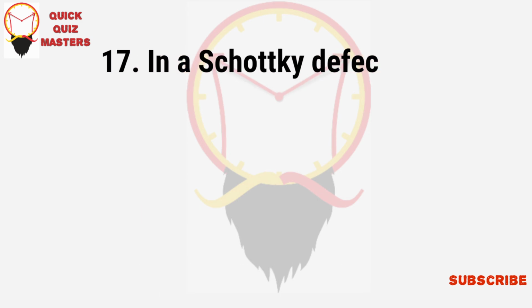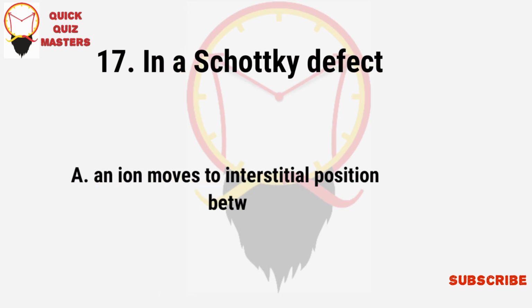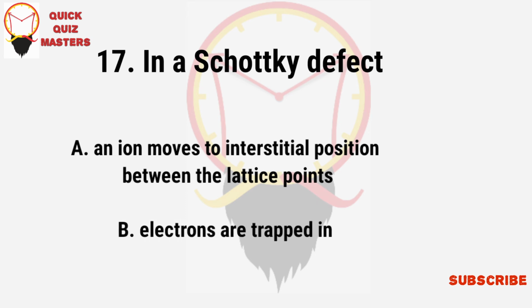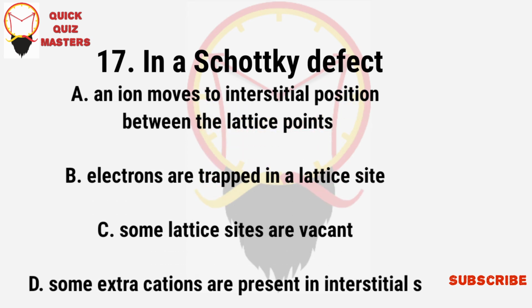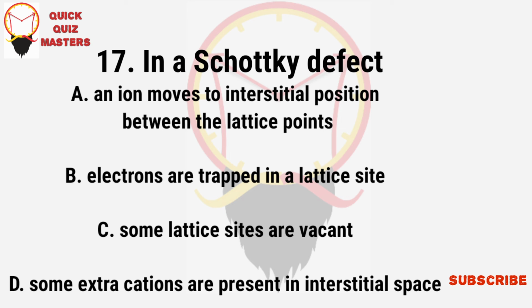In a Schottky defect, an ion moves to interstitial position between the lattice points. Electrons are trapped in lattice site. Some lattice sites are vacant. Some extra cations are present in interstitial space.